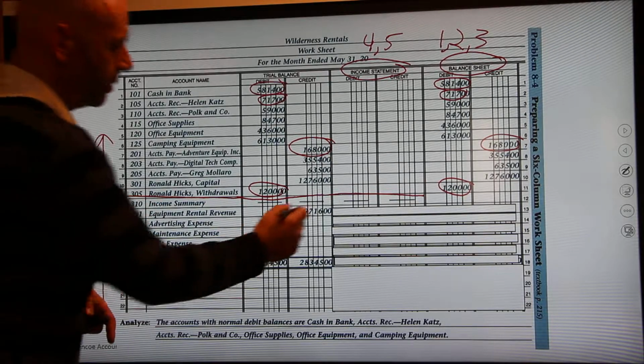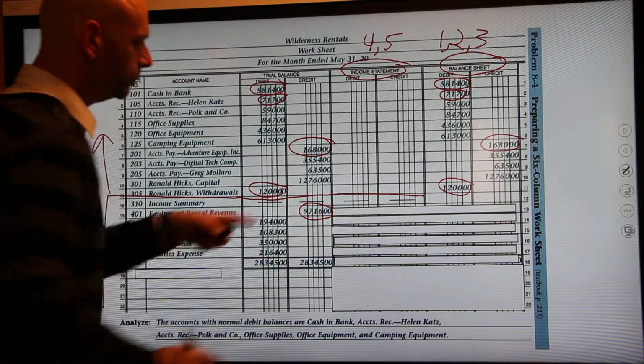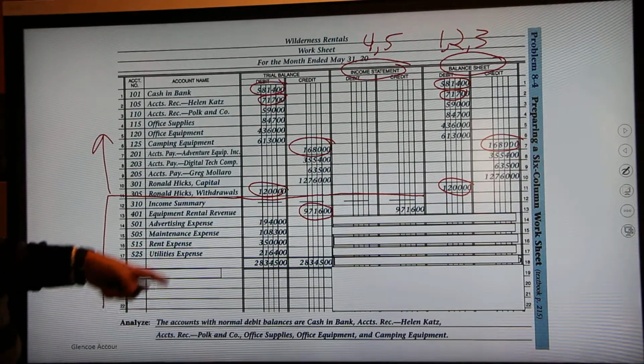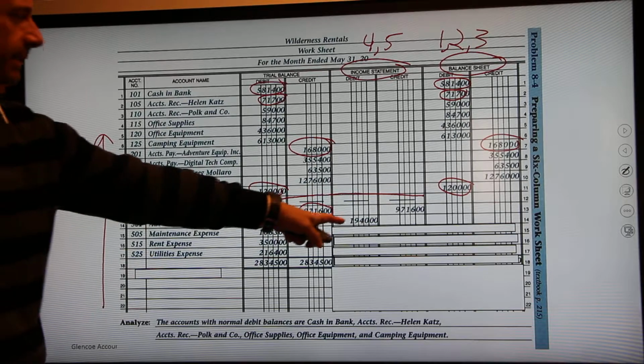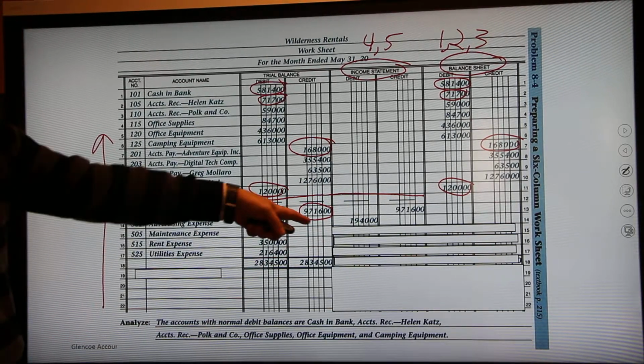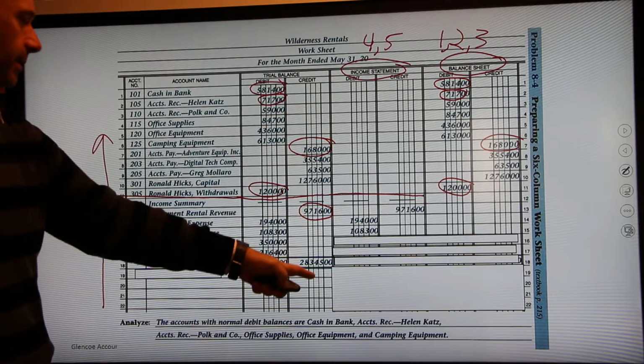So let's start with revenue. We know revenue has a credit balance, so we would move this and put it on the credit side in the income statement section. Advertising expense is an expense, it would be debited, it's debited here, it's debited there. As long as it's debited on the trial balance, it stays a debit on the income statement.